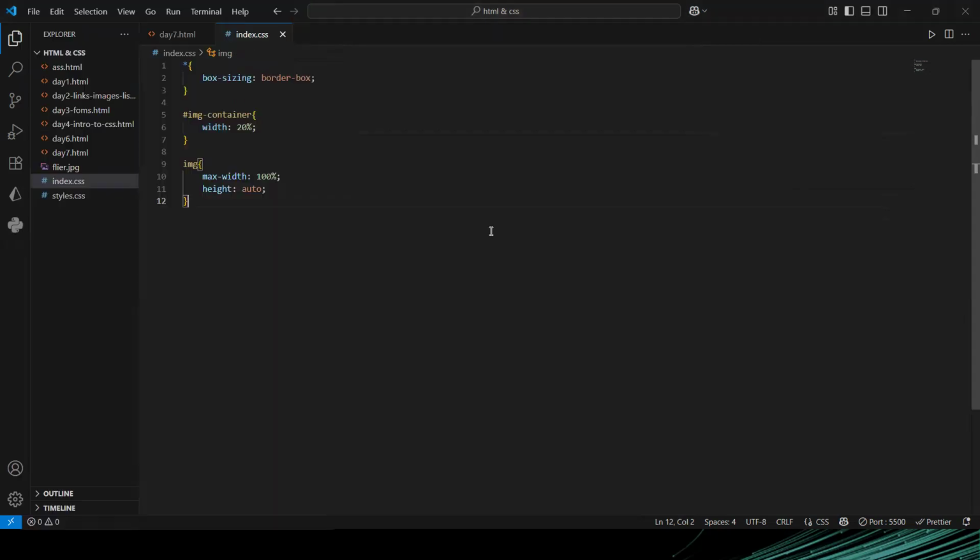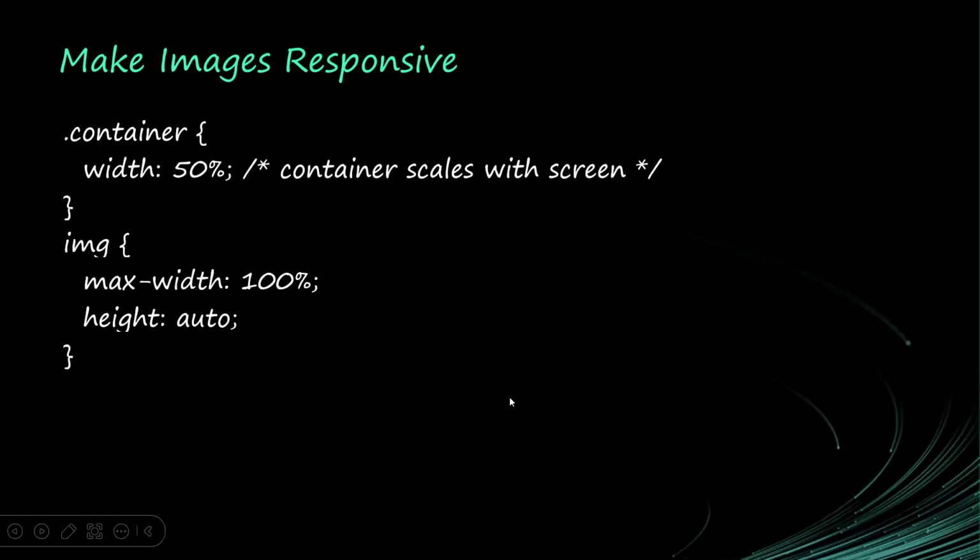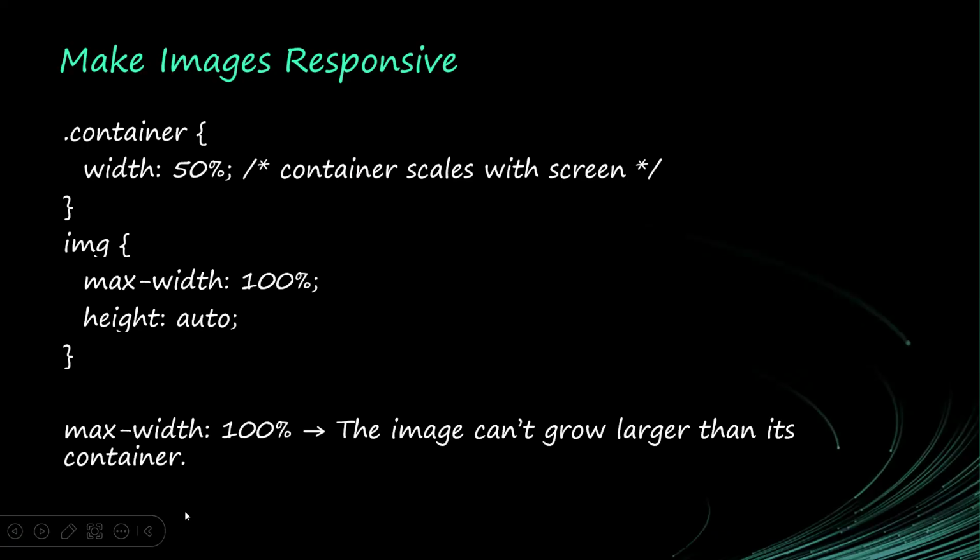So make sure that your images are inside of a container and they should have max-width of 100% and height of auto. All right, max-width 100%, the image can't grow larger than its container. It means that the image cannot grow larger than its container.